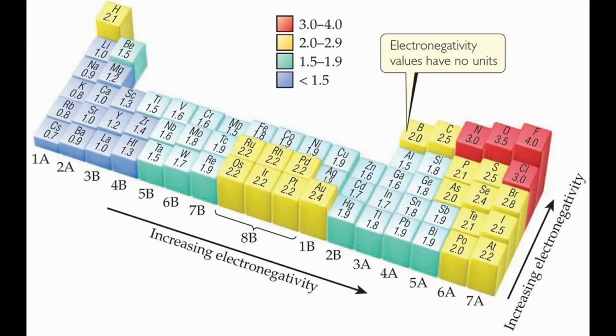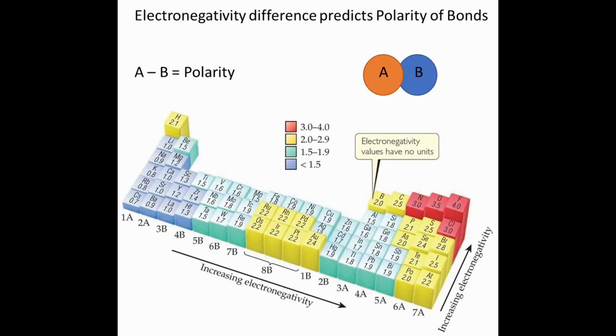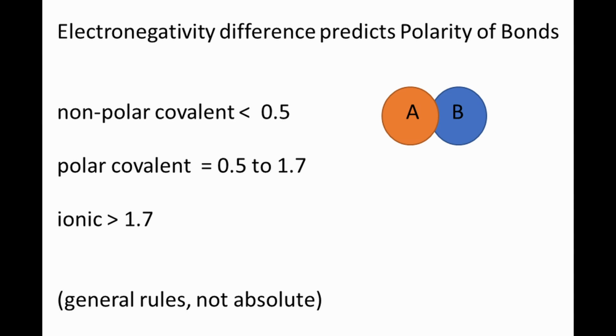Chemists can use the electronegativity chart to predict the type of bond that will form. Subtract the smaller electronegativity from the larger electronegativity to get the chemical polarity of the bond. We are talking generally, not absolutely. Nonpolar covalent bonds generally have an electronegativity difference of 0 to 0.5. Polar covalent bonds generally have an electronegativity difference of 0.5 to 1.7. Ionic bonds generally have an electronegativity difference of 1.7 or greater.